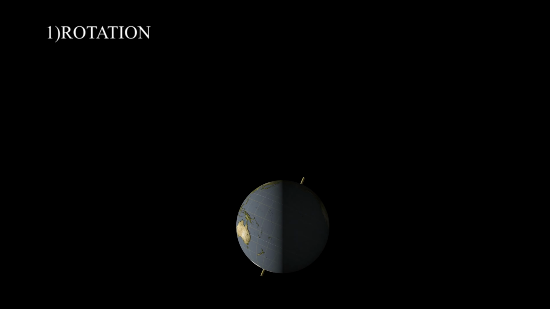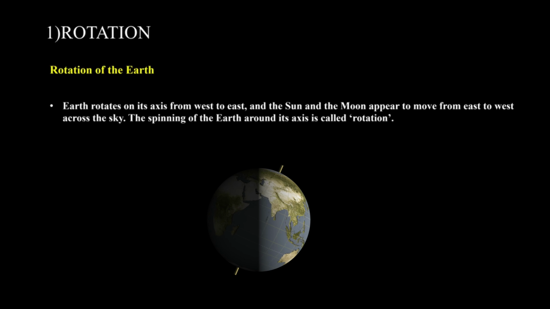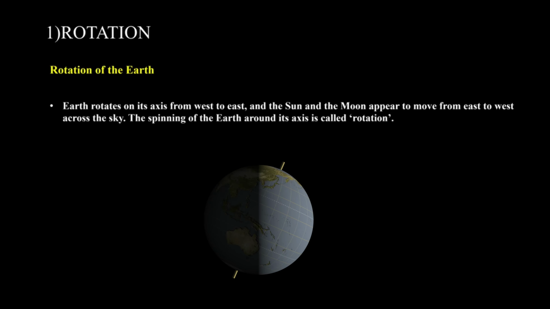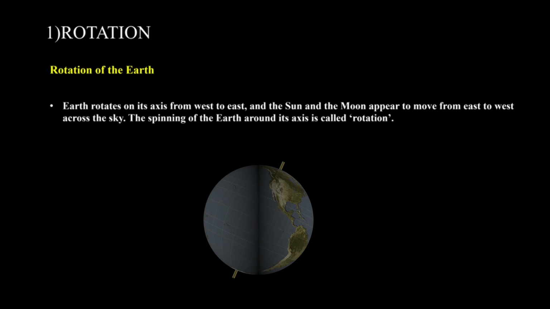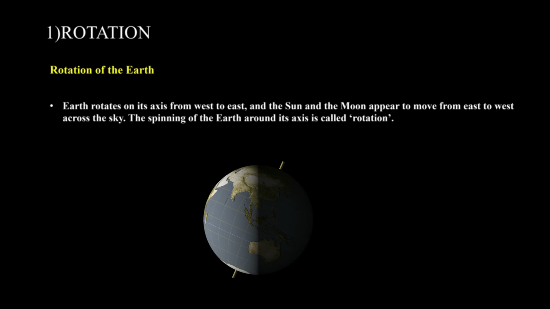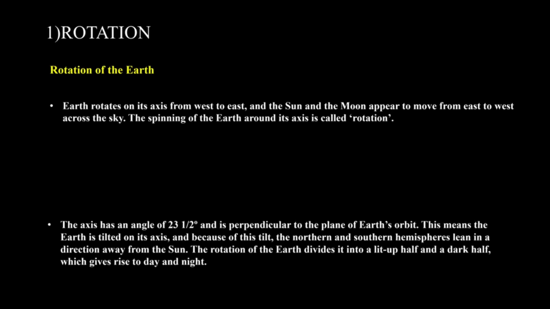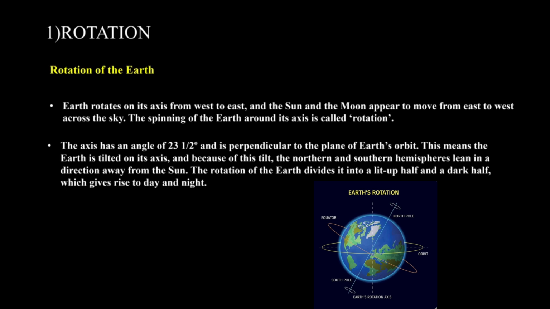The earth rotates on its axis from west to east, and the sun and the moon appear to move from east to west across the sky. The spinning of the earth around its axis is called rotation. The axis has an angle of 23.5 degrees to the perpendicular of the plane of Earth's orbit. This means the Earth is tilted on its axis, and because of this tilt, the northern and the southern hemispheres lean in a direction away from the sun.